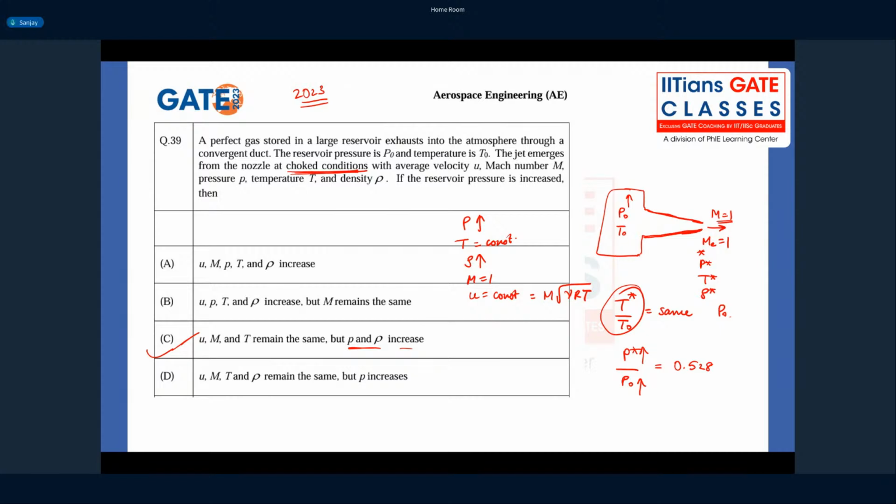What if T also increases? So if the exit static temperature increases or if it changes, then it will depend on how much it increases. If this ratio T star by T naught changes, then the nozzle will become unchoked. As long as this ratio remains constant, it is going to be choked. So if your temperature increases to change this ratio, it is going to be unchoked. If it is unchoked, then all the other properties will also change.